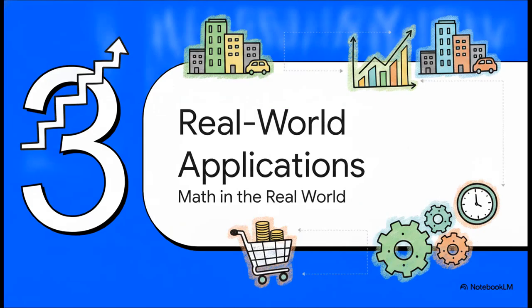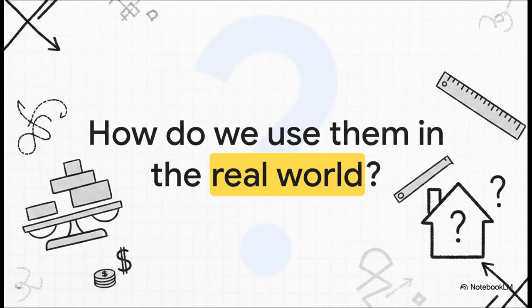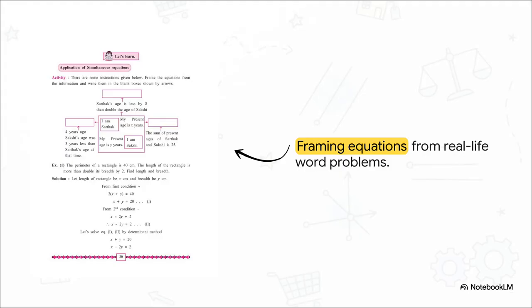Section 3. Real-world applications. Now, I want to pose an important question to all of you. How do we actually use simultaneous equations outside the classroom? It is so easy to think of x and y as just random letters on a chalkboard, but the truth is, abstract algebra is actually the ultimate key to solving everyday mysteries, from calculating your business costs to figuring out tricky measurements. This perfectly illustrates how plain English sentences translate beautifully into mathematics.